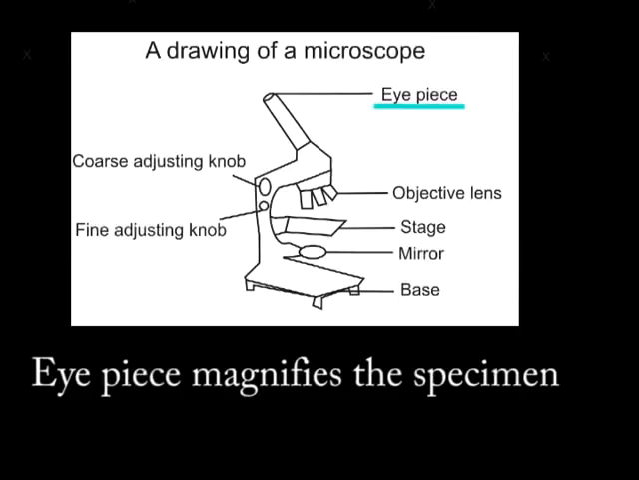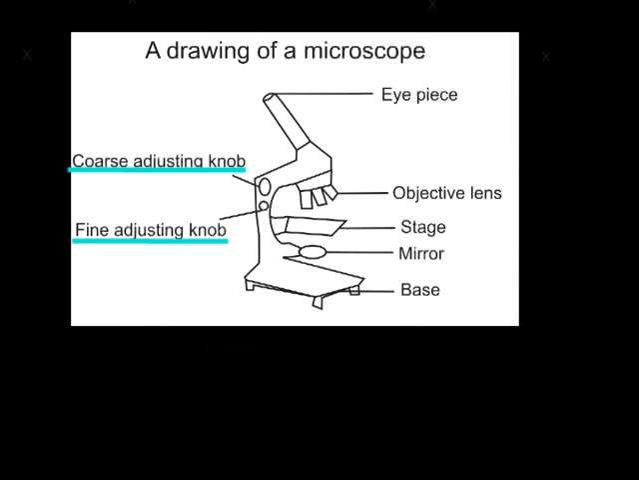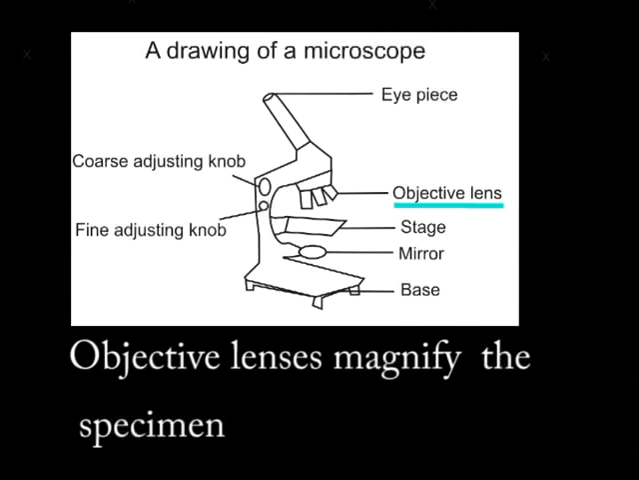Functions of parts of a microscope. Eyepiece is used to magnify object. Eyepiece wetekereza yambogeza specimen. Coarse adjusting knob and fine adjusting knob, they are used to focus the specimen. Tuyamba okulaba specimen clearly. Objective lens magnify a specimen.